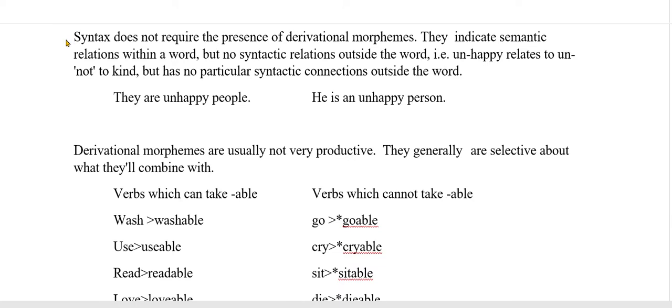In addition, unlike inflectional morphemes, syntax does not require the presence of derivational morphemes. They indicate semantic relations within a word, but no syntactic relations outside the word. For example, unhappy relates un, which is not, to happy, but has no particular syntactic connection outside the word. Notice how I can say either they are unhappy, or he is an unhappy person. No matter what the subject of the verb is in the sentence, unhappy stays the same.